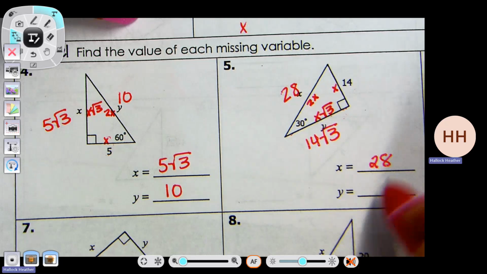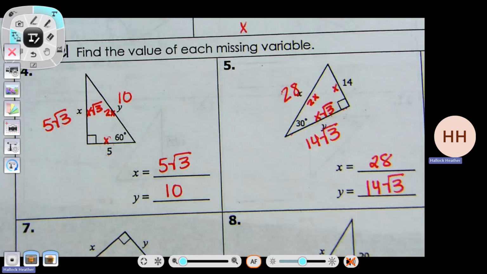Not too bad. It's super weird. It's very random. It's like a puzzle. It's just moving numbers around. Okay, so let's do number 6.